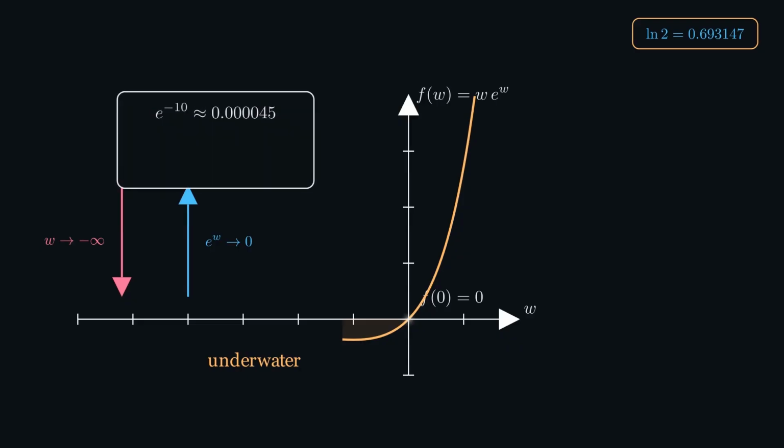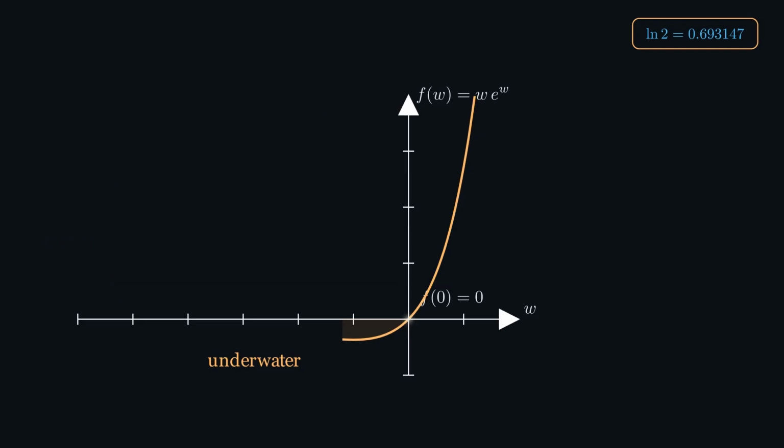E to the negative 10 is about 0.000045, times negative 10 is about negative 0.00045. Basically 0. The exponential wins, it always wins, and the product sneaks back up toward 0 from below. So follow the shape with me. Far left, hugging 0 from underneath. At 0, exactly 0. In between, negative, which means the curve must dip down and come back up.